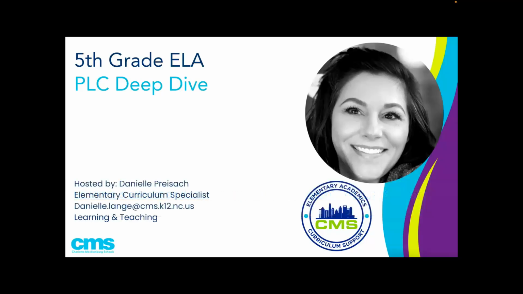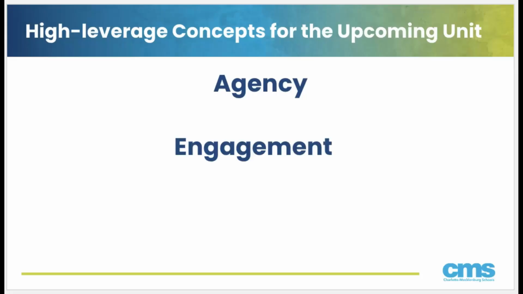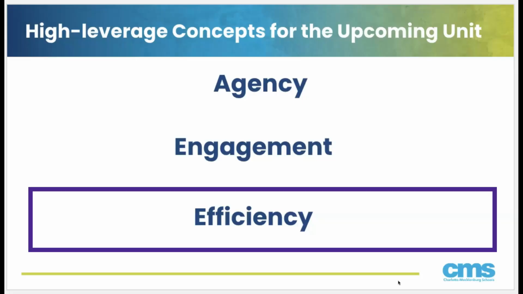With that, let's begin. In each unpacking, we do one concept to lift up one of the following. Either agency, the ability of students or teachers to take charge of their learning or professional development, engagement, which is the level of interest, attention, and motivation students show while they're learning, or efficiency, the ability to produce the desired outcomes with the least amount of resources and effort. For the upcoming unit, today, we will be looking at the boxed concept on the screen.